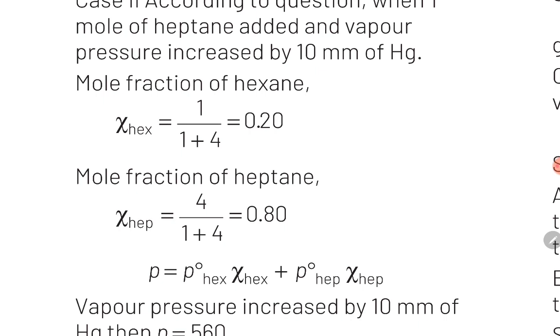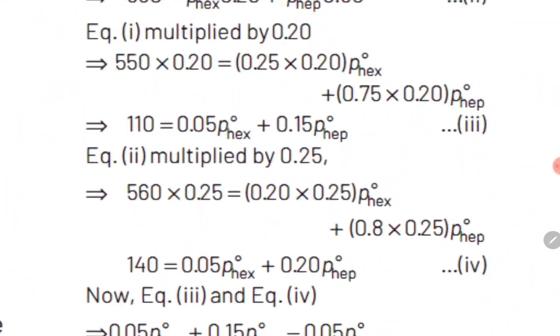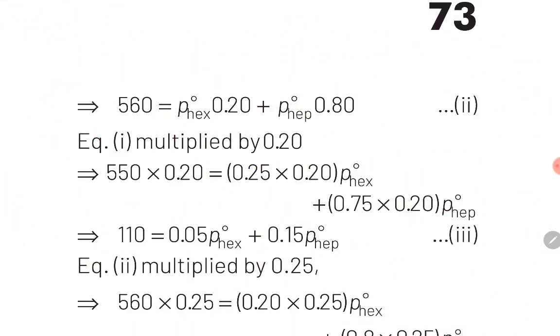comes out as 0.8. Now we'll substitute these new values, and guys, the new total vapor pressure will be 560 mm of Hg. So on substitution, we'll obtain the second equation as 560 is equal to P naught of hexane into 0.2 plus P naught of heptane into 0.8.